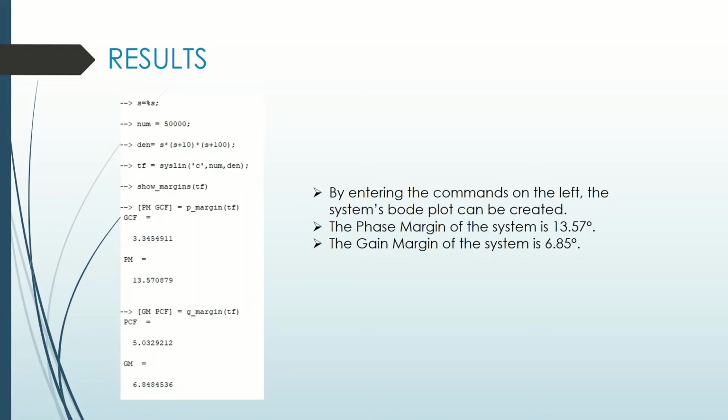Hello, my name is Azizul Elmey bin Azizul El-Jeffry. In order to get the Bode plot for the transfer function G(s) equals 5 times 10 to the power 4 over s times (s plus 10) times (s plus 100), we enter the following commands into Scilab. By using Scilab, we can obtain the phase margin and also the gain margin of the system. The phase margin of the system is 13.57 degrees and the gain margin of the system is 6.85 degrees.